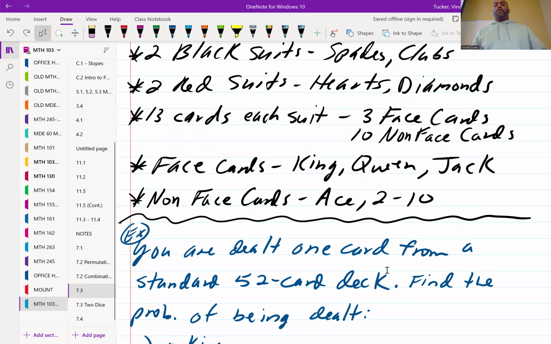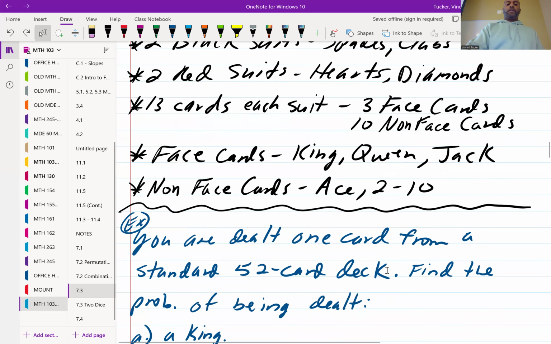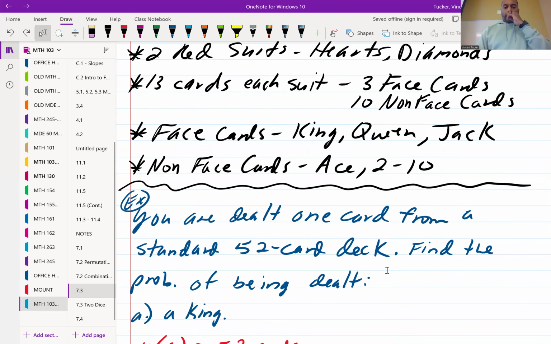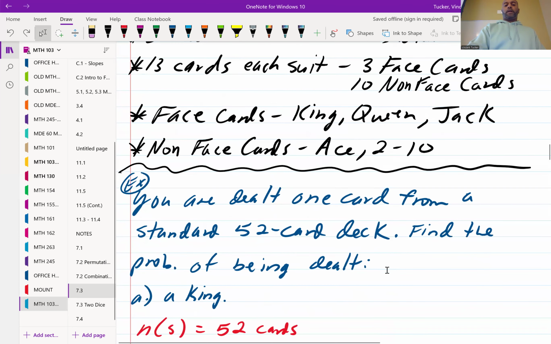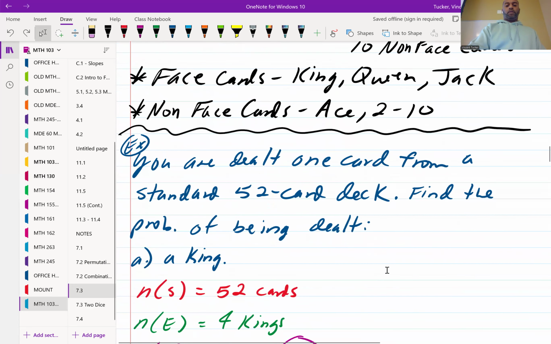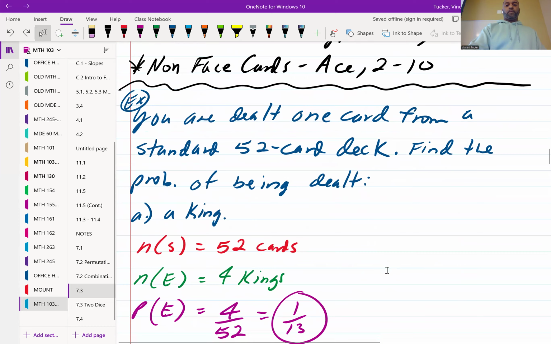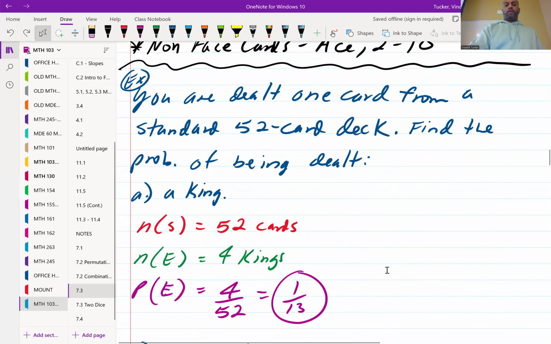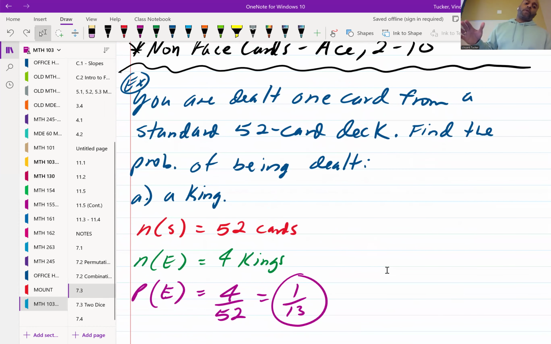All right, so you are dealt one card from a standard 52 card deck. Find the probability of being dealt a king. Anybody holding on to black? Black. All right, cool. So once again, you're dealt one card from the standard 52 card deck. Find the probability of being dealt a king.